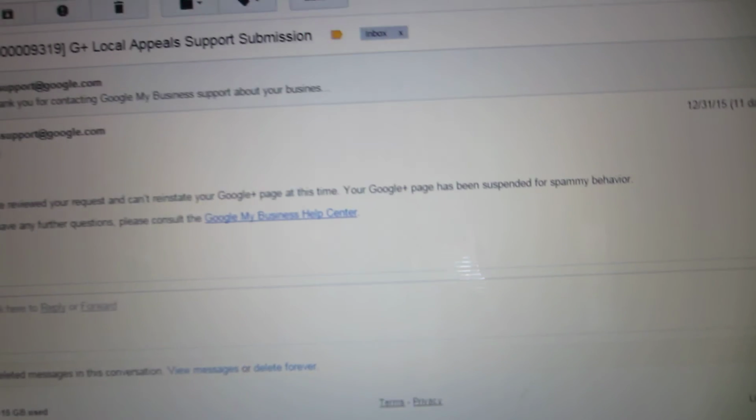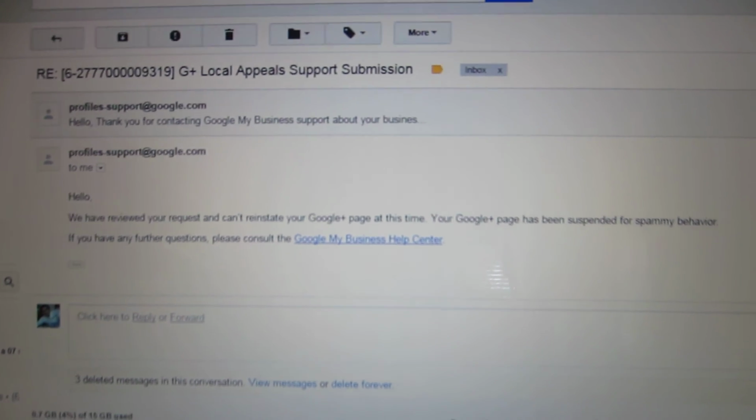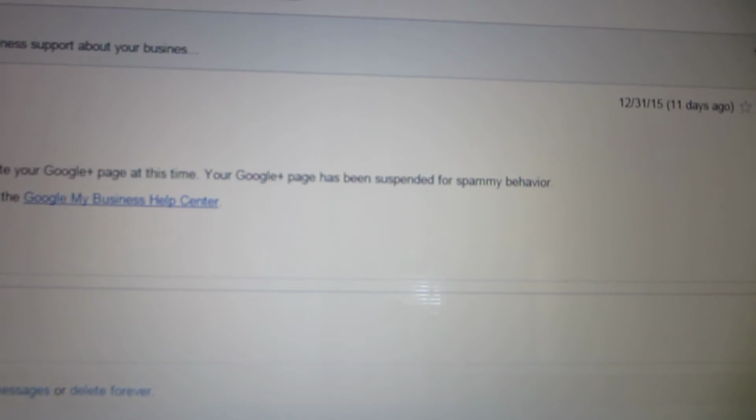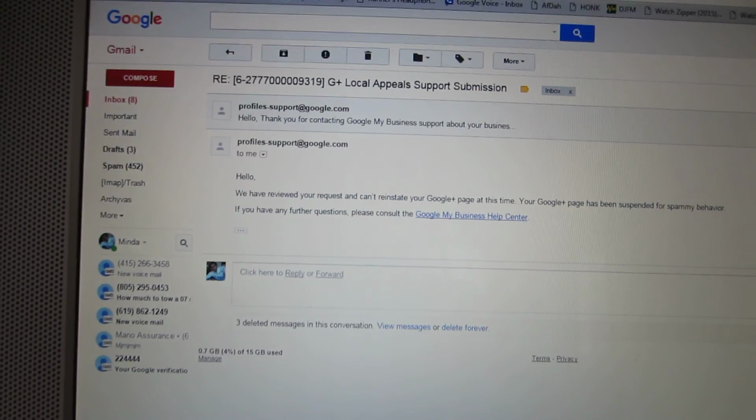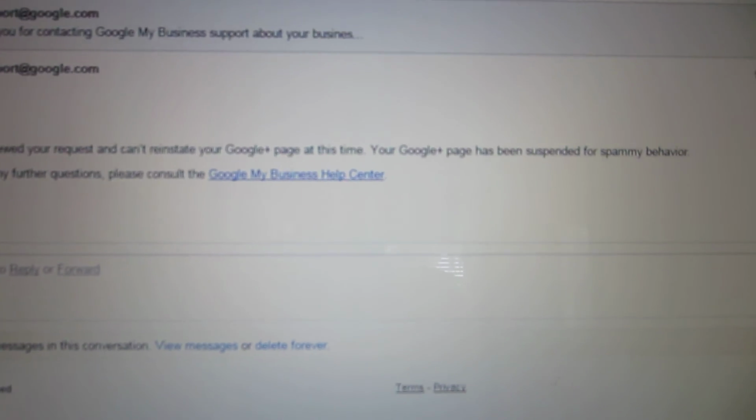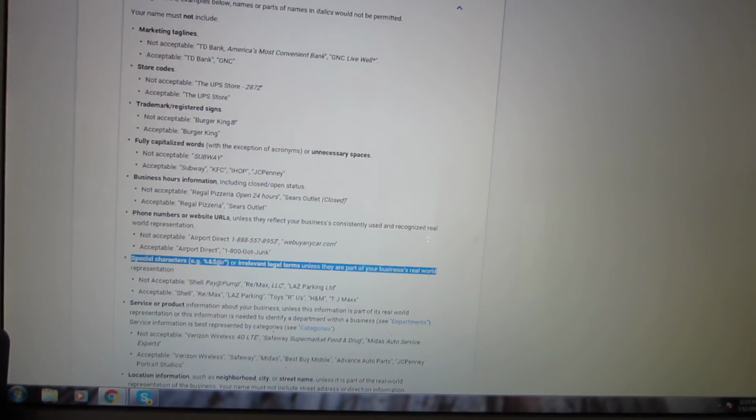So that's what the problem was. Because the emails you get back from appeals and customer support are very default, very abstract, about what is wrong with your account, and you can't really figure it out. They just say read again. We all read the Business Center guidelines many times, and it's the same thing.